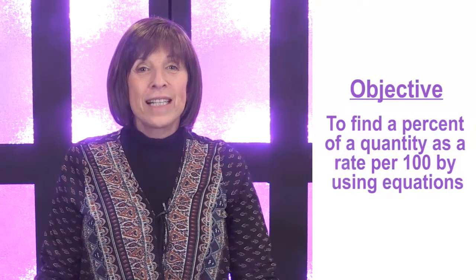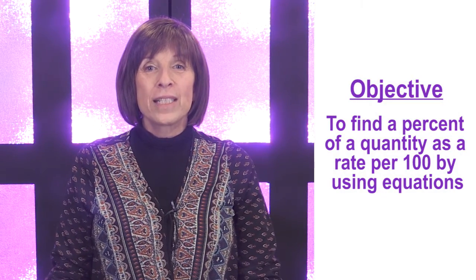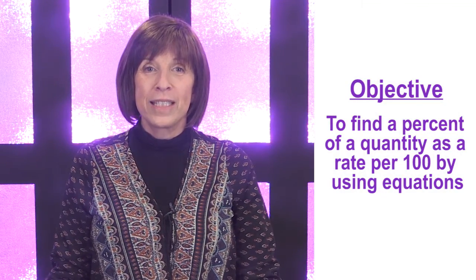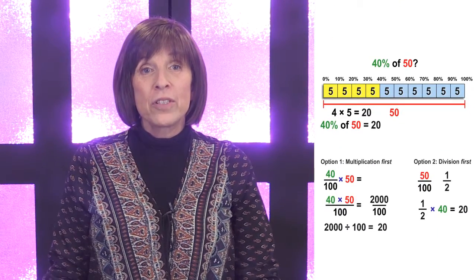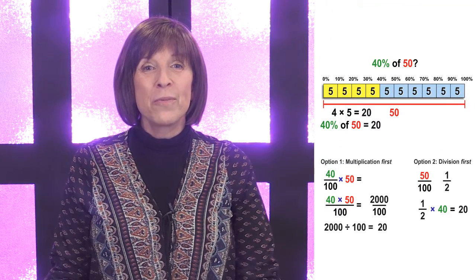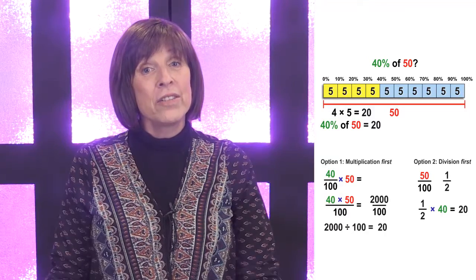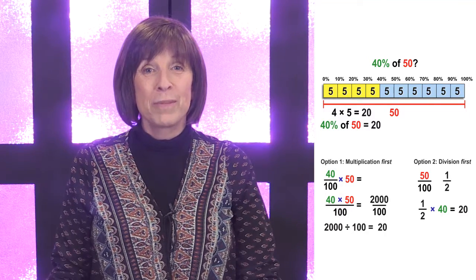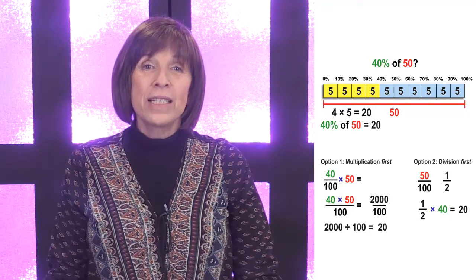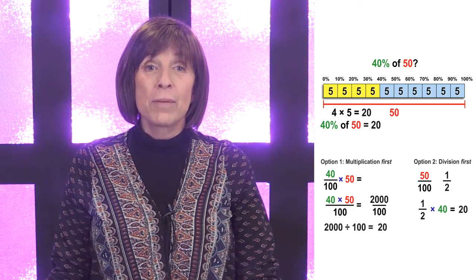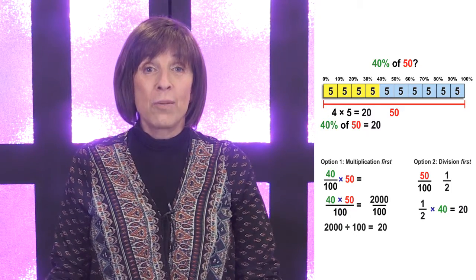The objective for this lesson was to find a percent of a quantity as a rate per 100 by using equations. We accomplished this by first using bar models to demonstrate the reason why multiplication and division are used in equations to solve percentage problems. Several strategies and equations were used to solve the same problem to prove that the end result would always be the same.